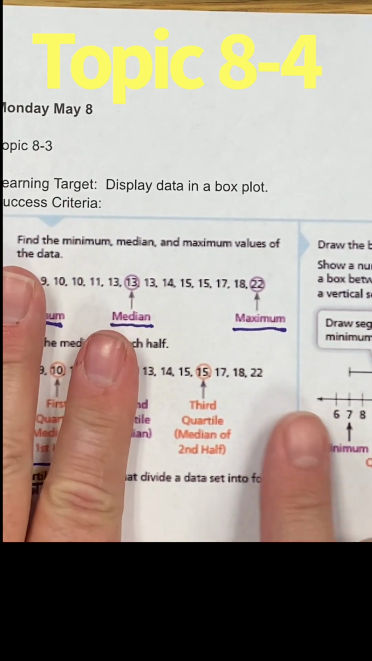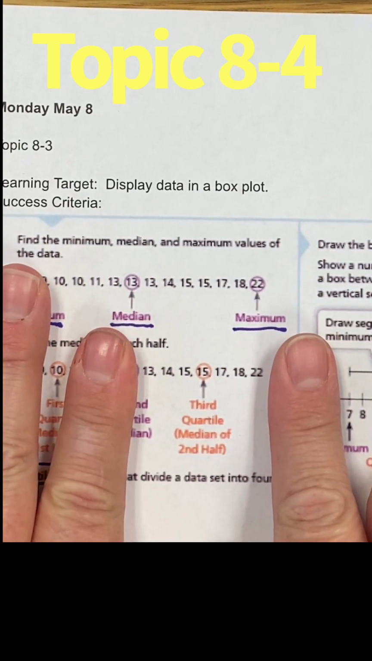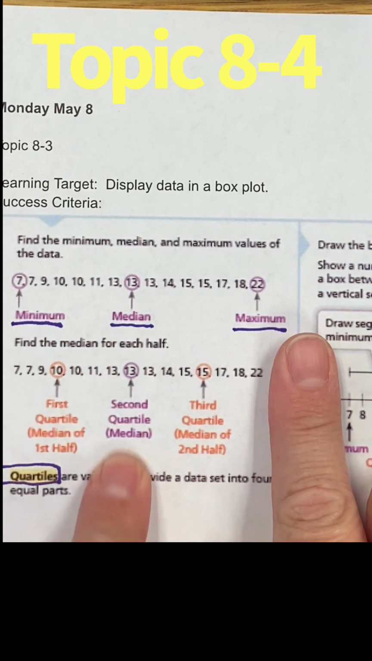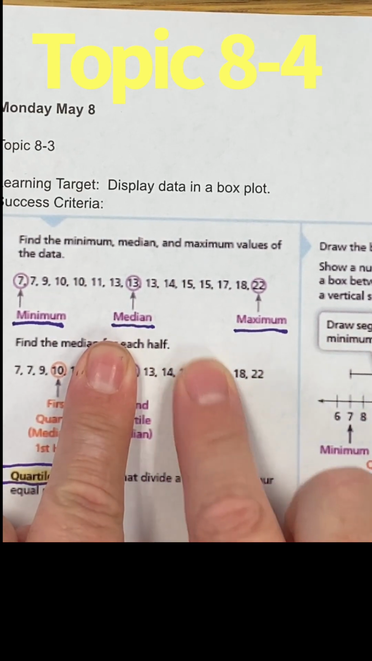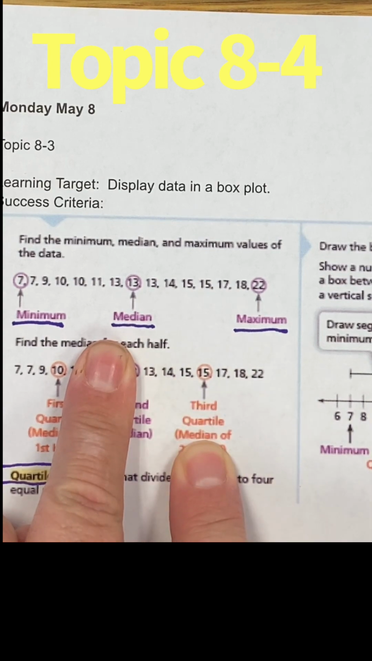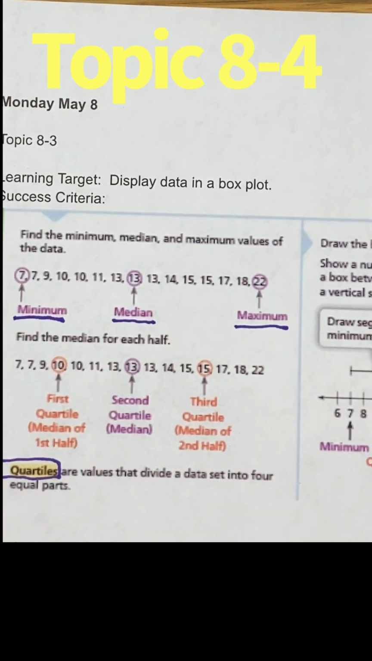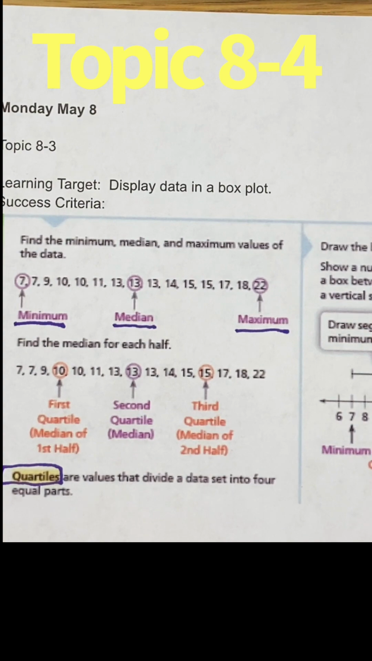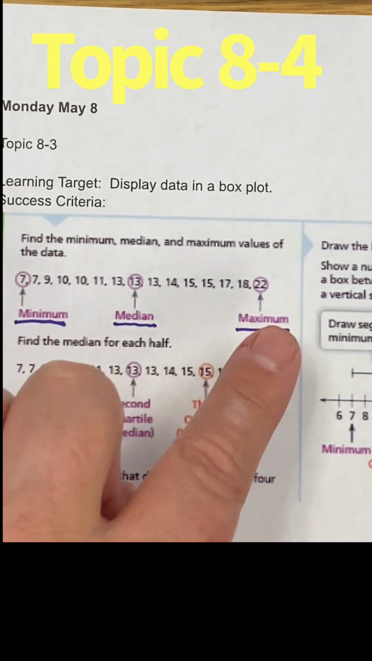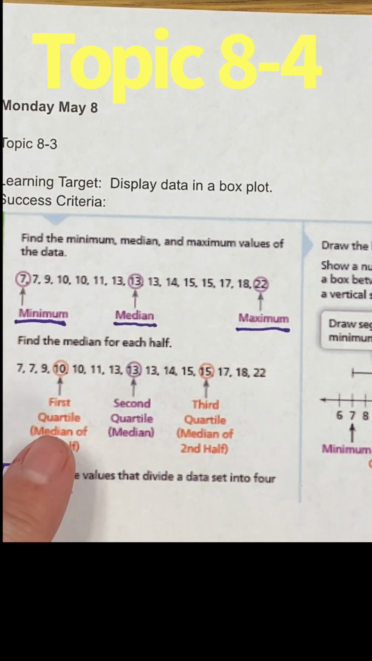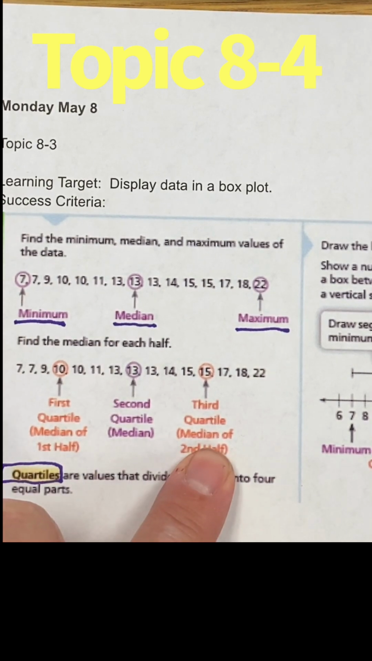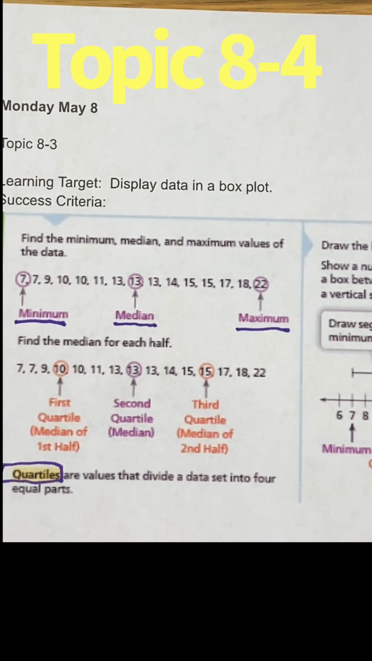We already have the second quartile because that's the median. And then if we look at the last, we take the median of that. Again, leave the median out. 13 to 22, find the median of that one, and that becomes your third quartile. Okay? So once you have your minimum, your maximum, your median, and you have your first, second, and third quartiles, then you can start to draw the box plot.